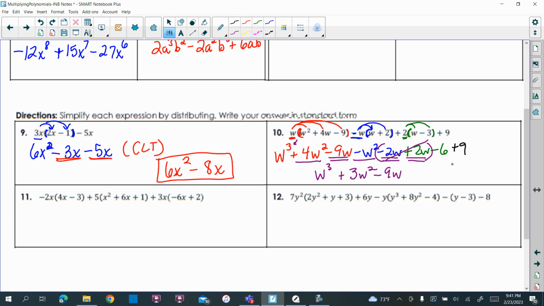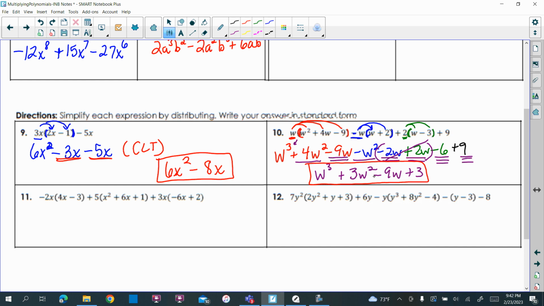Remember, constants always come last when we have in a standard form. So I take this negative 6 plus 9, leaves me with plus 3. And that is our final answer right here. We have a cubic polynomial, w cubed plus 3w squared minus 9w plus 3. So you want to do one at a time and then combine like terms at the end. So I do want you to try 11 and 12, okay? We'll check your understanding in class.